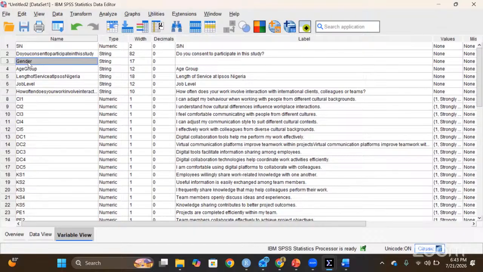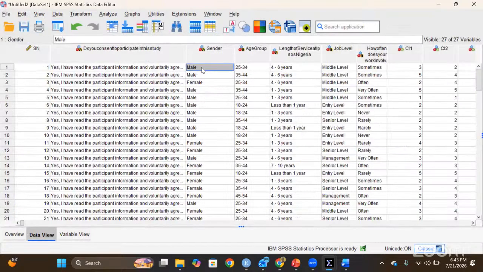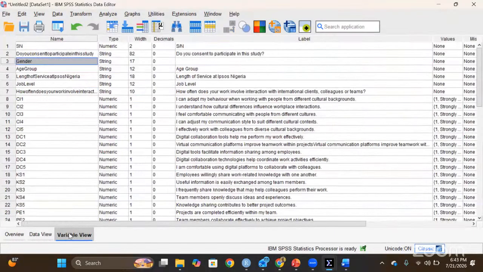So who can tell me why we don't code gender here? Why didn't we code gender? Because gender is already numeric? Is gender numeric? No, like the rest of the data, they are already numbers. Okay, so is this number male? No, male is not a number. Sorry, I was thinking of age.